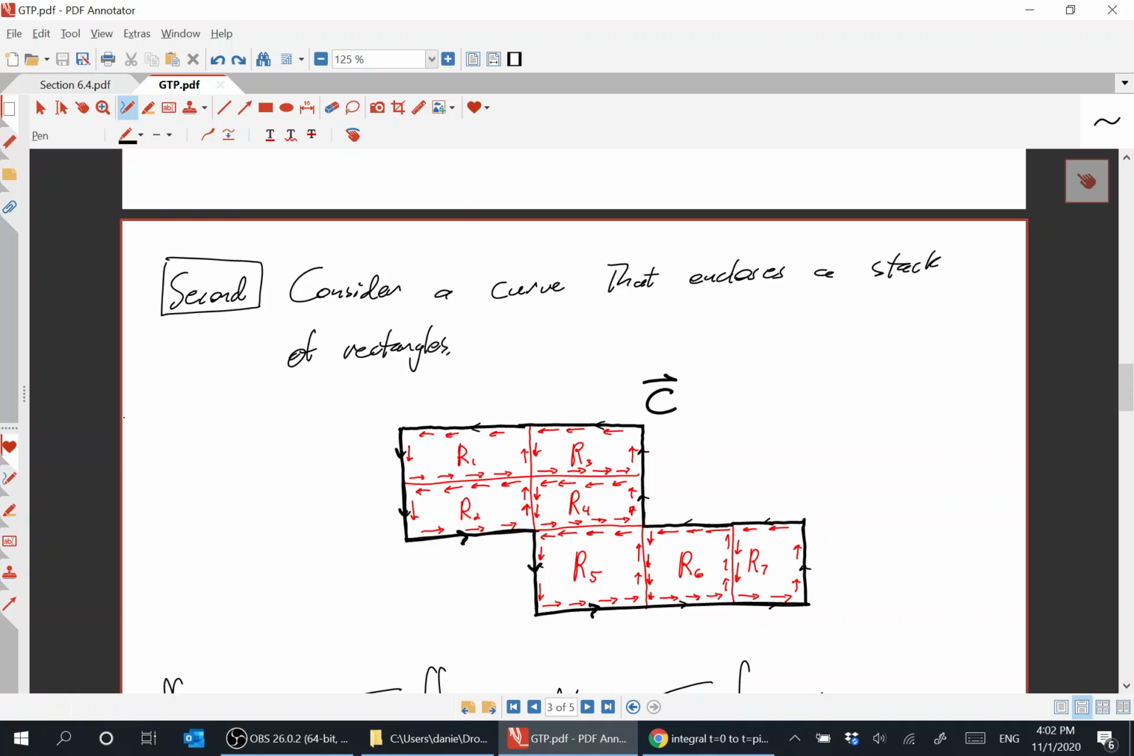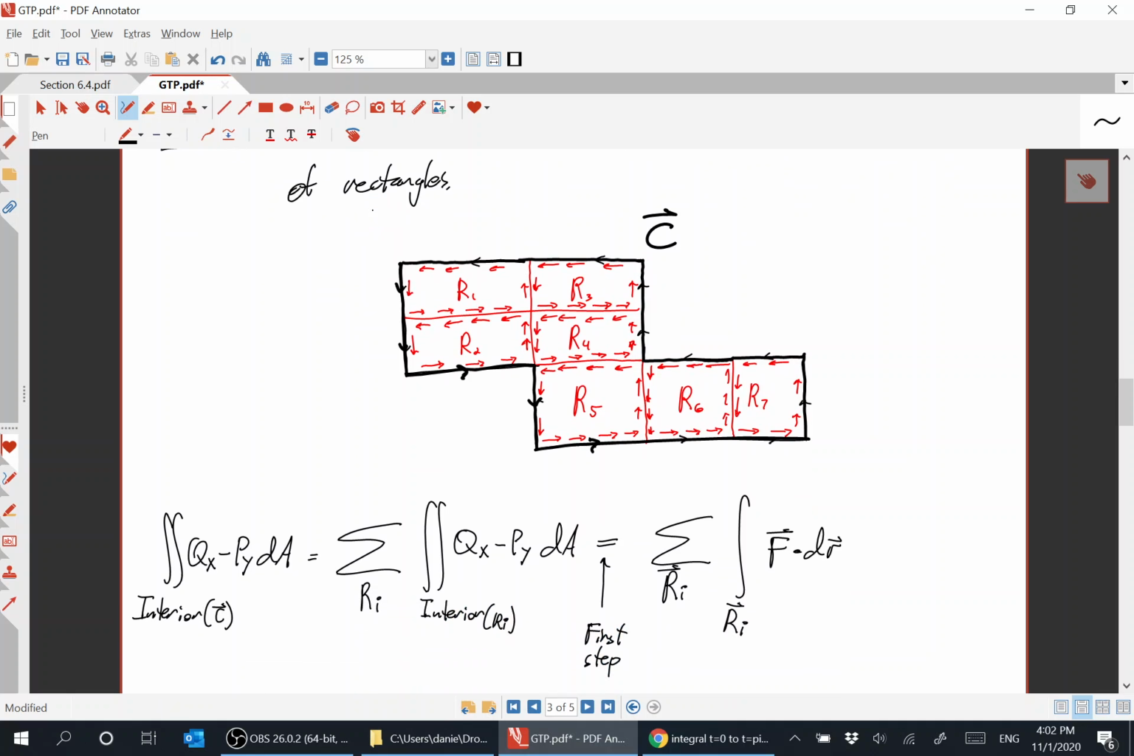So consider a closed curve that encloses a stack of rectangles like this. So somehow you've stacked the rectangles together into one blob. Okay? So you've got a bunch of rectangles stacked together in one blob. Rectangle 1, 2, 3, 4, 5, 6, 7, 8, 9, 10, all the way up to rectangle 20 gazillion. However many rectangles you need.